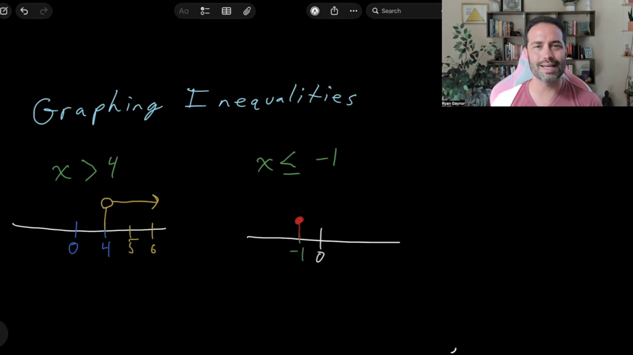And then it says less than. Less than means to the left. So we go to the left. And then if you want to add some other numbers here, that's great. All right, let's go to the next part for graphing.